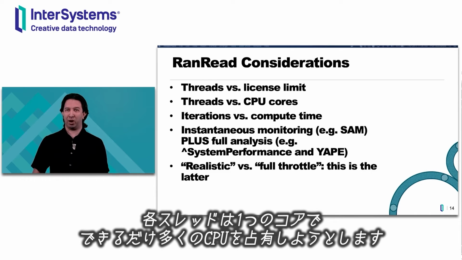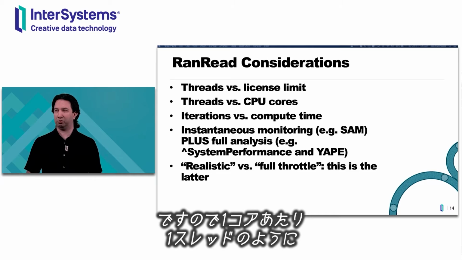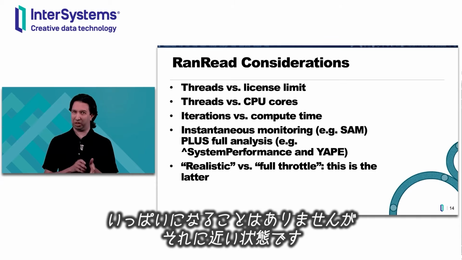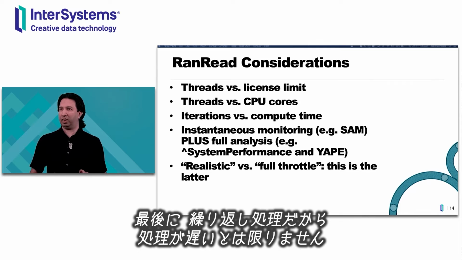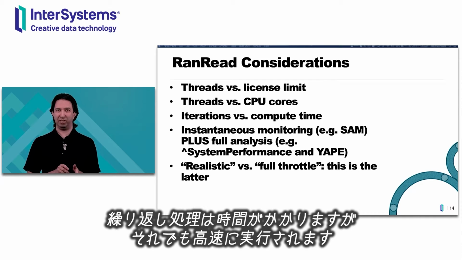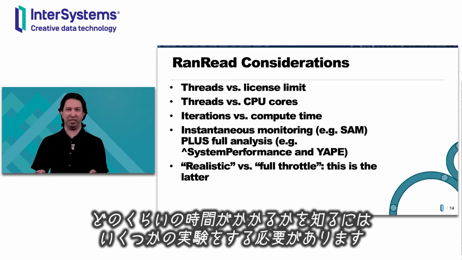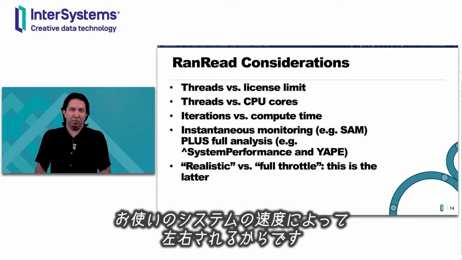Also, each thread will try to take up as much CPU as it can on one core. So it won't saturate like one thread per core, but it'll get close. And finally, the iterations are not compute time. The iterations take however long they take running flat out. So to figure out how long it takes, you'll need to do some experimentation on your system. It depends on how fast your system is.